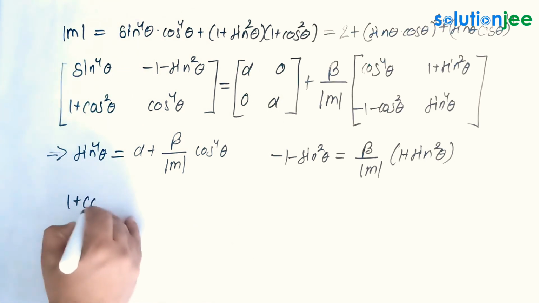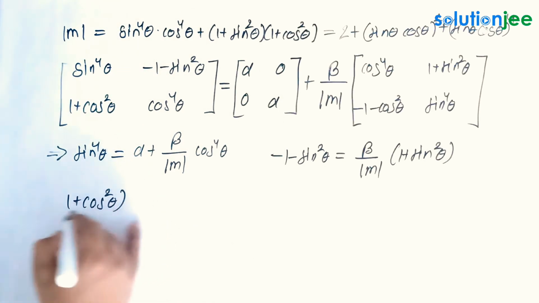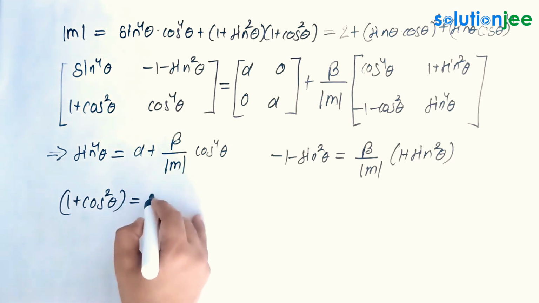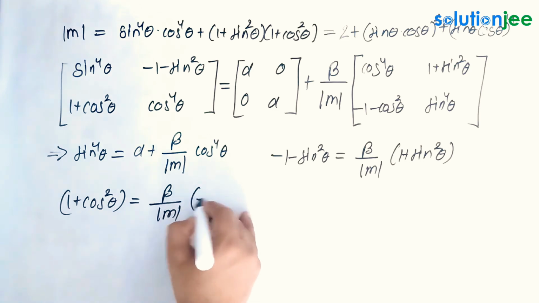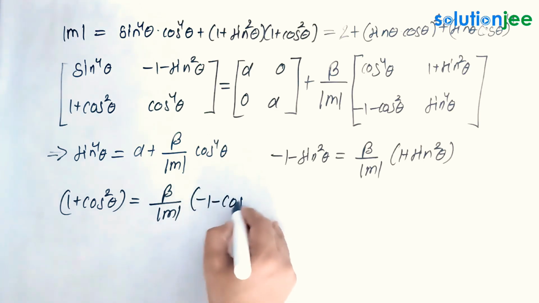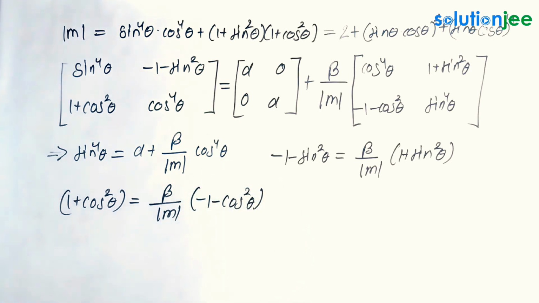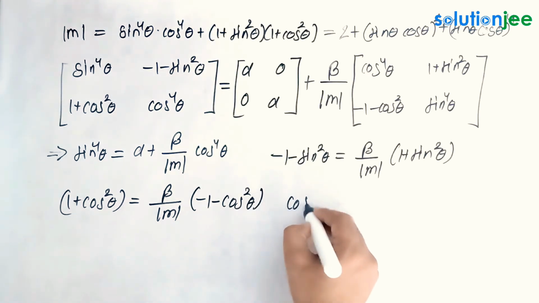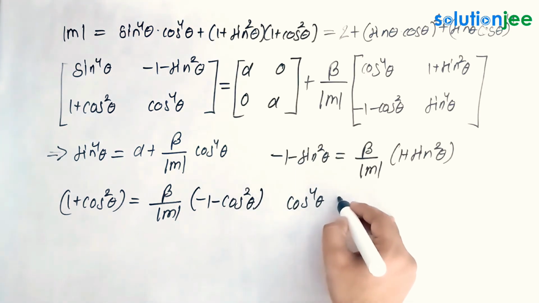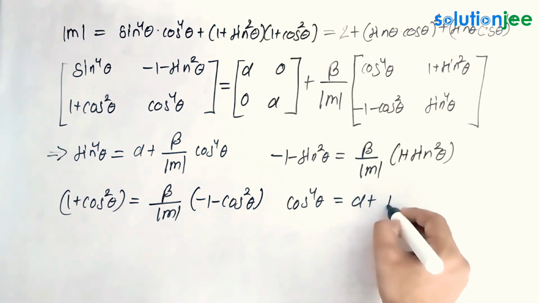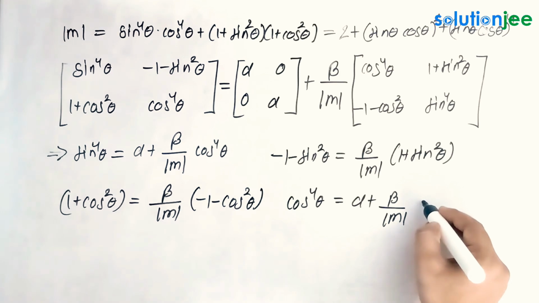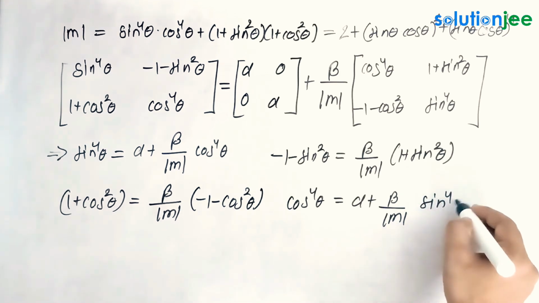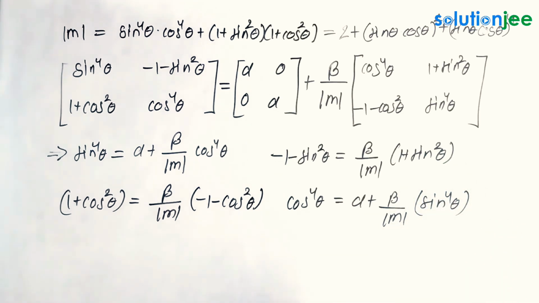Further we have 1 plus cos square theta, which is equal to beta upon determinant M times minus 1 minus cos square theta, and after this we have cos raised to power 4 theta, which is equal to alpha plus beta upon determinant M sin raised to power 4 theta.